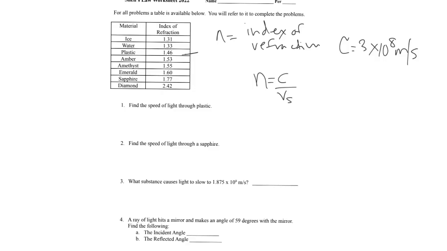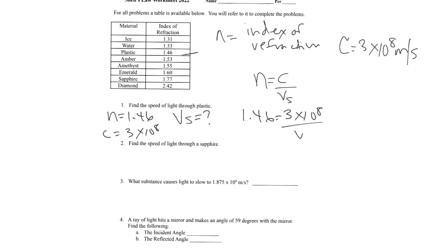So plastic has an index of 1.46, C is equal to 3 times 10 to the 8th, and Vs is what I'm solving for. Using this equation, I'm solving for Vs, and the rearranged equation is going to be Vs equals 3 times 10 to the 8th divided by 1.46, and your result will be Vs equals 2.05 times 10 to the 8th meters per second.